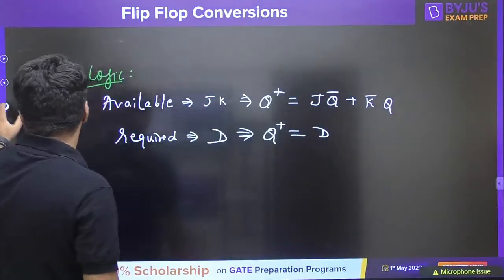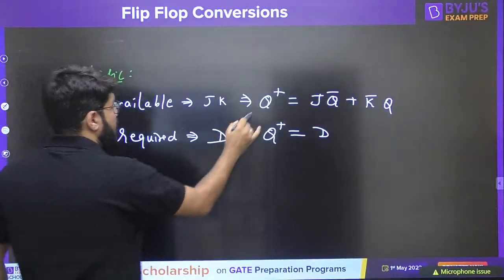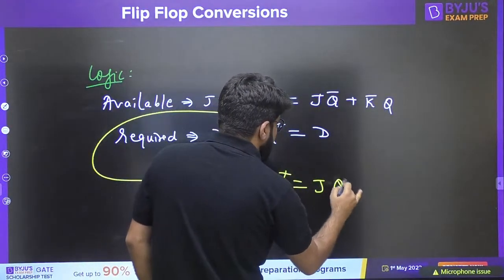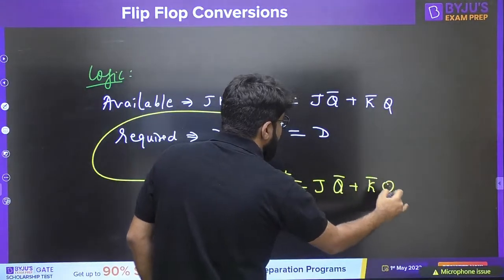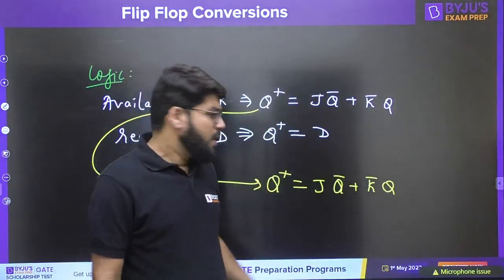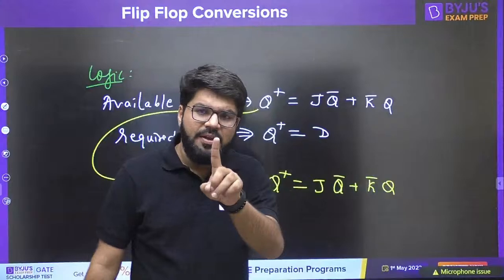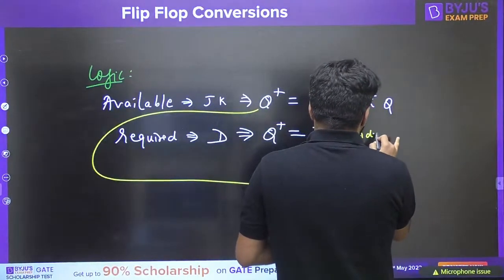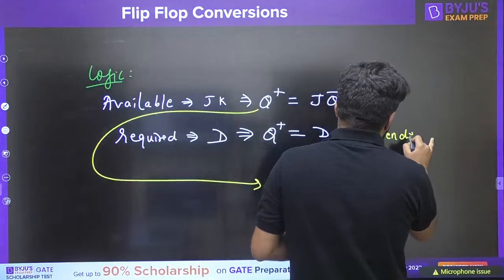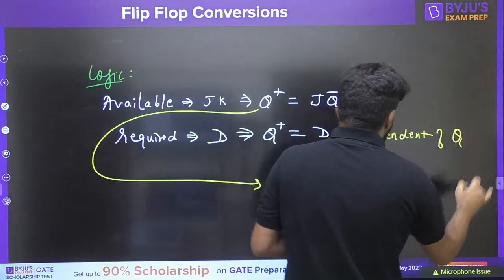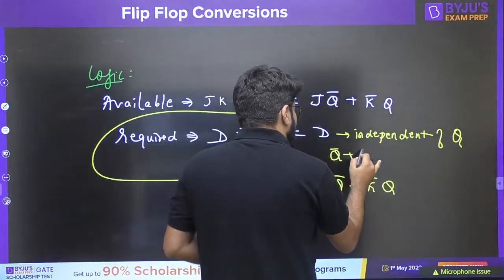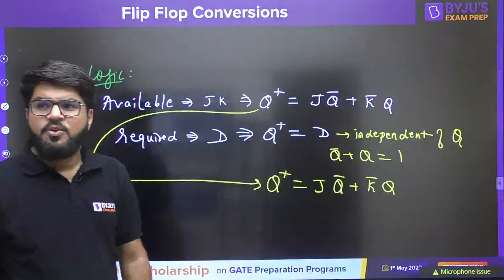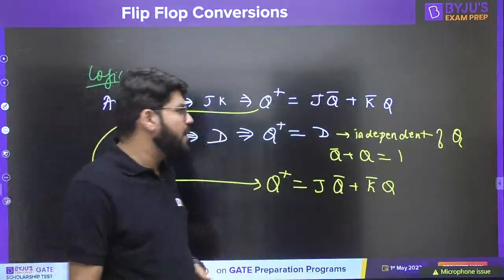Now because there is no Q, have a look into this. Q plus equal to J Q bar plus K bar Q. My logic says that Q plus Q bar is 1. Everybody knows that. Look, here I write it: this is independent of Q. And how can you eliminate Q? Q plus Q bar will be equal to 1. That is the logic coming into my mind.